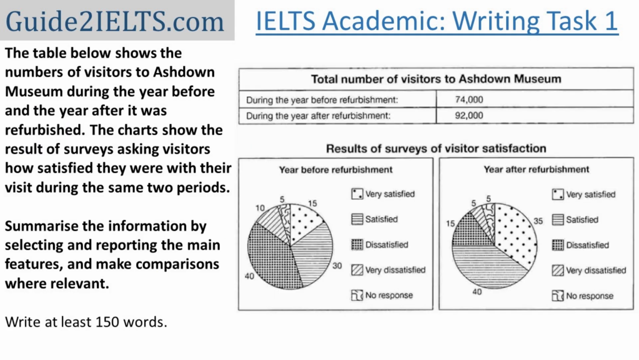The table below shows the numbers of visitors to Ashdown Museum during the year before and the year after it was refurbished. The charts show the result of surveys asking visitors how satisfied they were with their visit during the same 2 periods. Summarize the information by selecting and reporting the main features and make comparisons where relevant. Write at least 150 words.